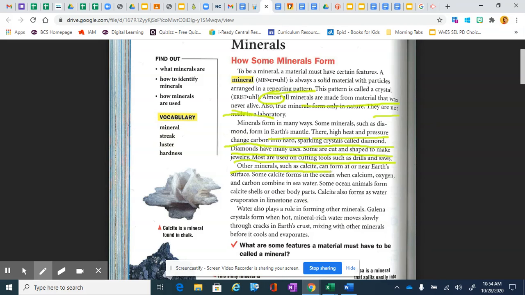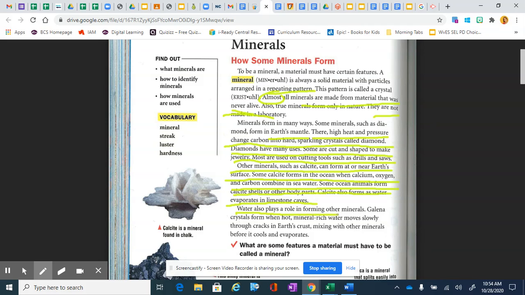Other minerals, such as calcite, can form at or near Earth's surface. Some calcite forms in the ocean when calcium, oxygen, and carbon combine in seawater. Some ocean animals form calcite shells or other body parts. Calcite also forms as water evaporates in limestone caves.